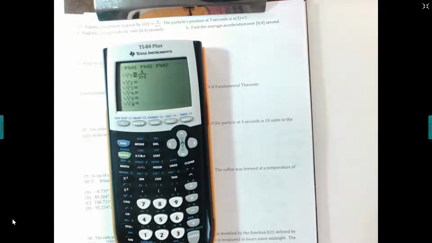You have two averages. You have average rate of change, which you've been doing forever. Now you have average value, the 1 over b minus a. Which one is part A? Average rate of change or average value?